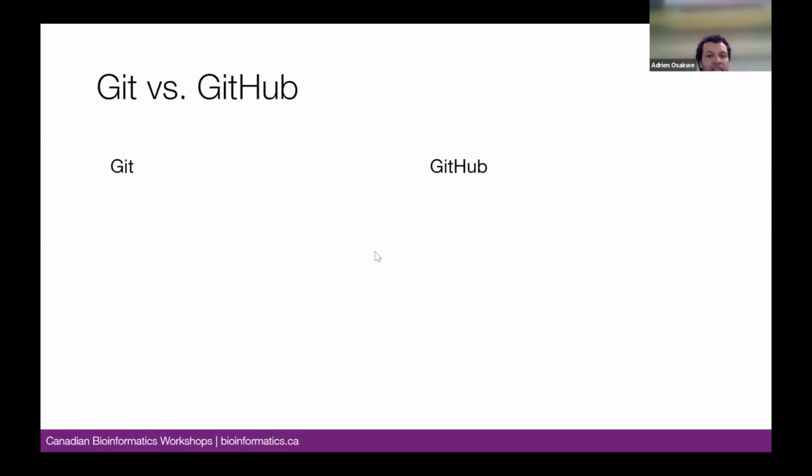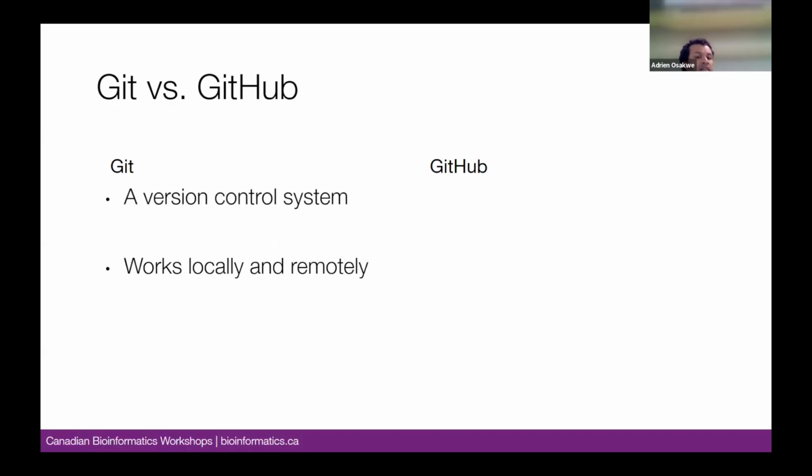Okay, so now we mentioned that there's Git and GitHub, but a common misconception is that these are the same thing. They're actually two distinct pieces of software. Software's not the right word. So Git is the version control system. That's something you can use on your computer or on a remote server, and it's open source, and that's what's actually tracking the changes.